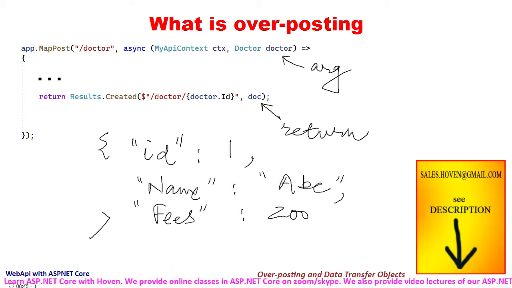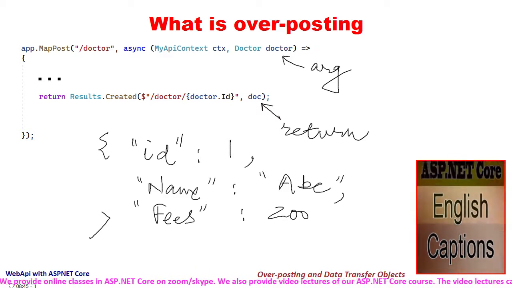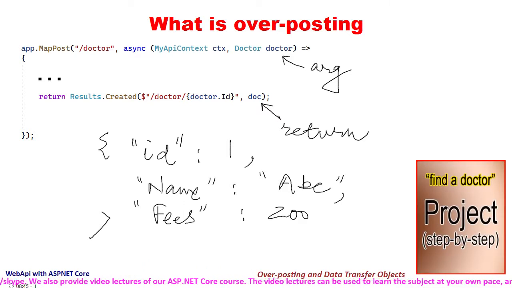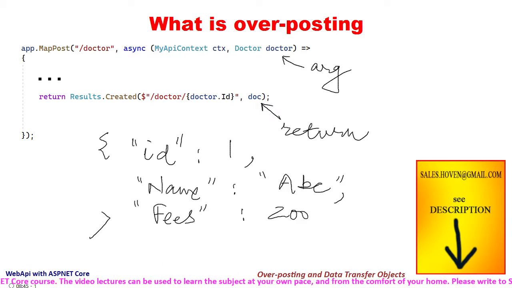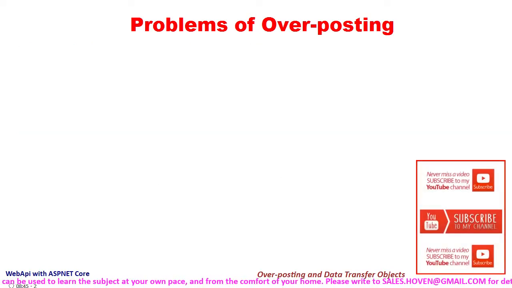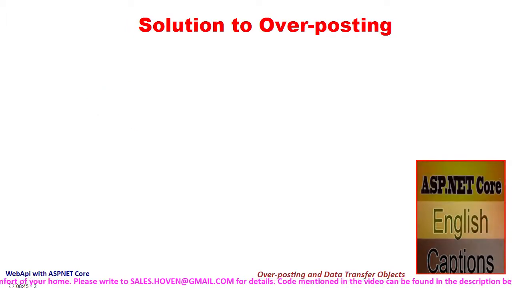I say every public property. The entire object is shuttled between a client and a server, even if a small subset is relevant. This is called overposting, when you are sending the entire thing instead of just the required part. Overposting might be undesirable for various reasons. One of them is bandwidth, and more importantly, it could be due to security also. So what are the solutions to this problem?